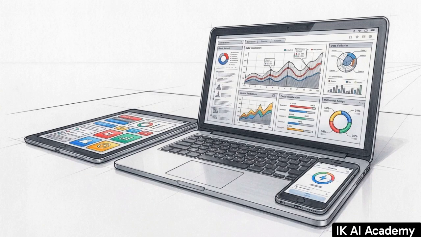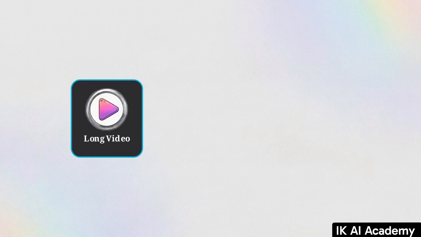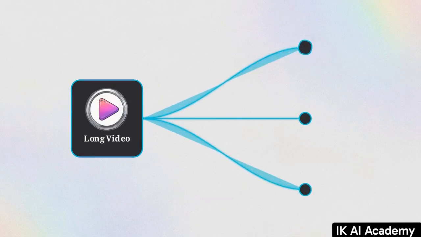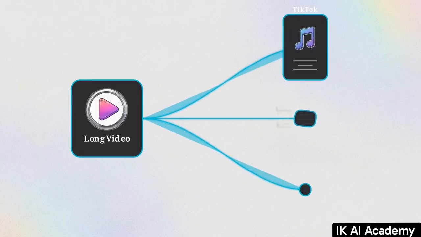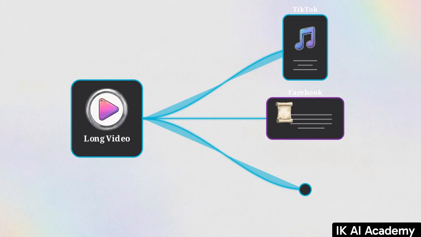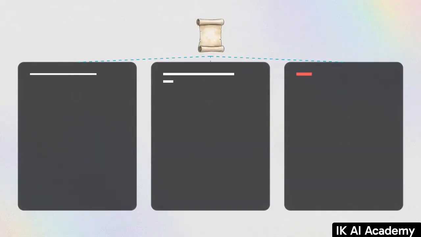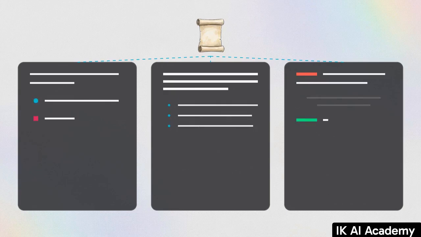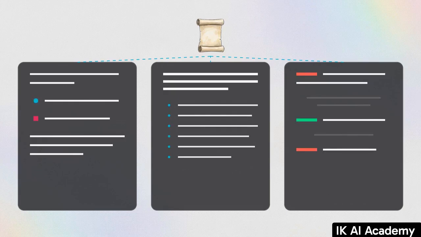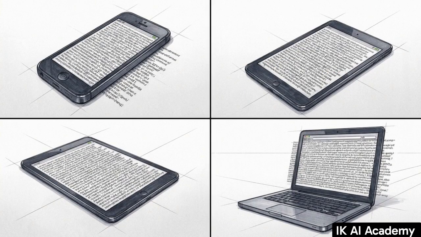Step 6 is adapting a single core piece of content for multiple social media platforms. This diagram illustrates how one long-form YouTube video can be fragmented. It becomes a short vertical reel for TikTok, a text-heavy post for Facebook, and a professional update for LinkedIn. You must prompt the AI to rewrite the content for each specific platform's native style. Copying and pasting the exact same text across every app looks lazy and performs poorly.